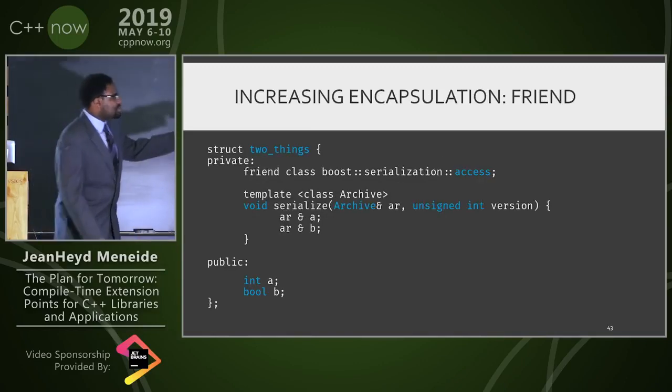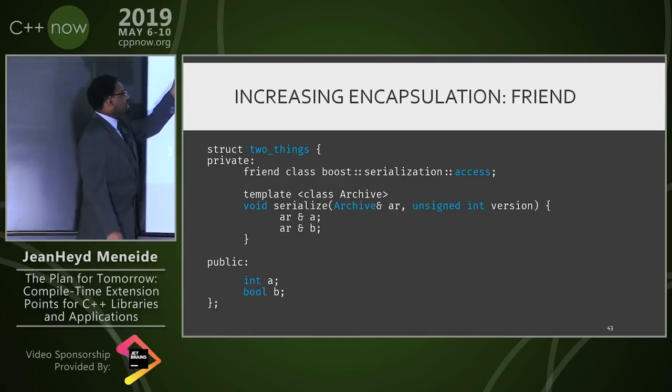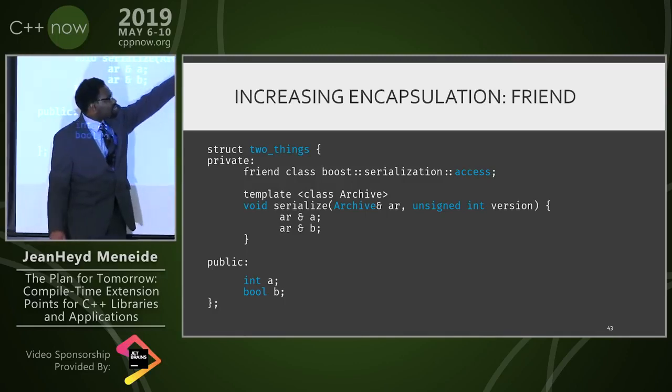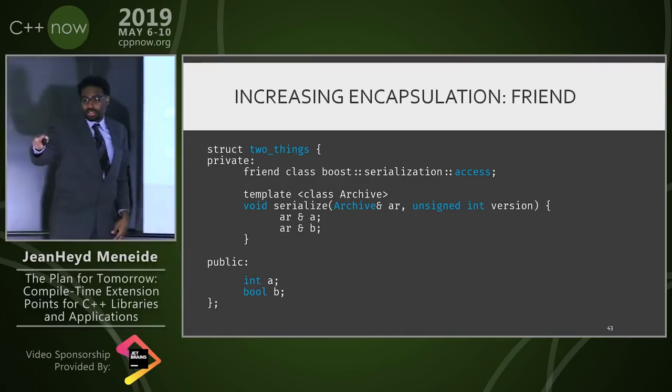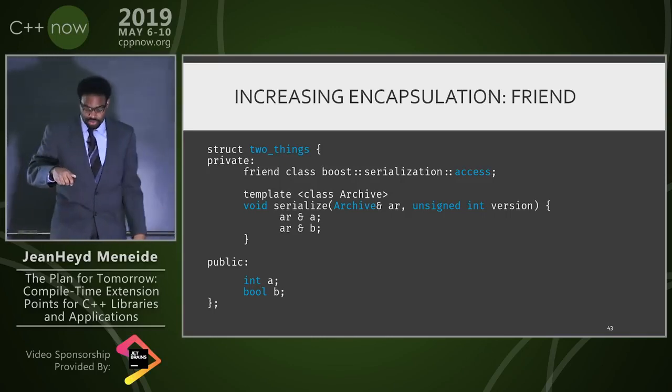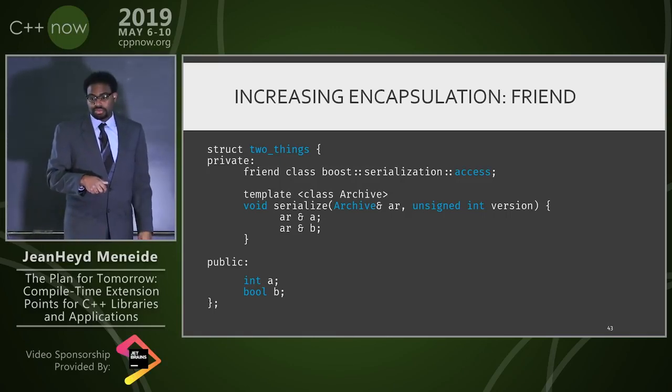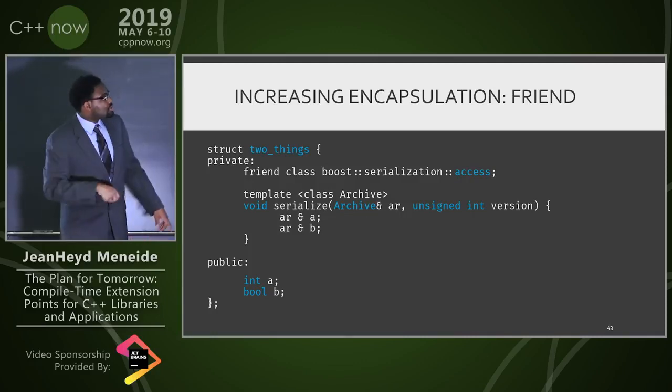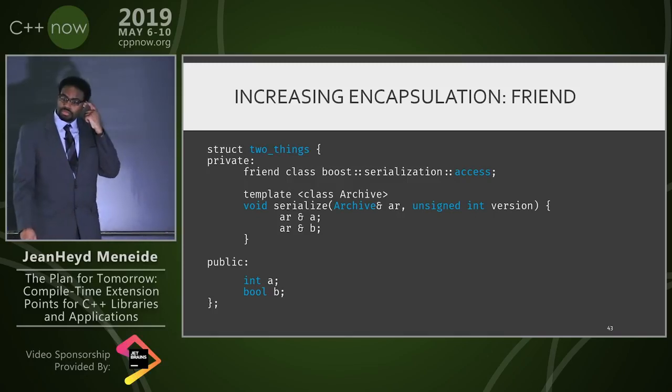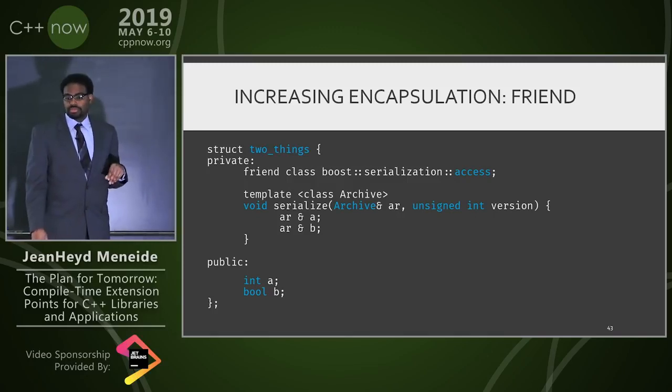Now, in this case, you're sort of lucky in that I believe there's a forward declaration of boost serialization access that you can use. Yes, Gasper. So I'm not understanding why you need to drag in boost serialization for this, because you're templated on some opaque archive. There's nothing there. The friend class you can forward declare, because it's name friendship.